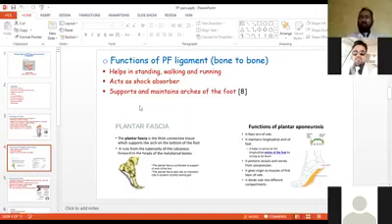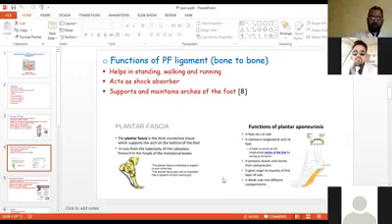Plantar fascia also acts as a shock absorber, which absorbs all the stresses when we walk, when we run, and when we move to do the daily activities. Also, the plantar fascia supports and maintains the arches of the foot. So these are a few of the important functions of the plantar fascia. It also helps us to propel forward, and it helps us in walking, running, and in jumping.